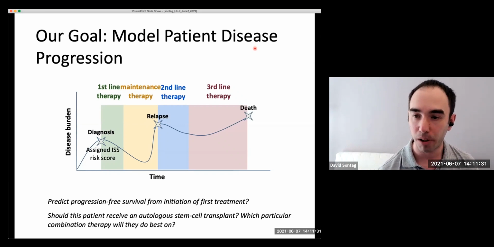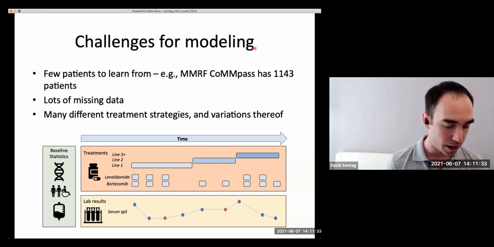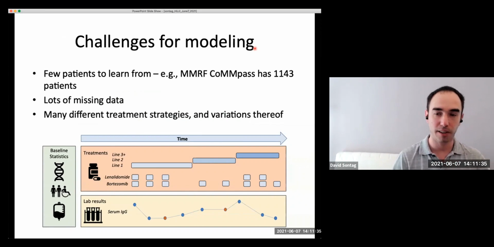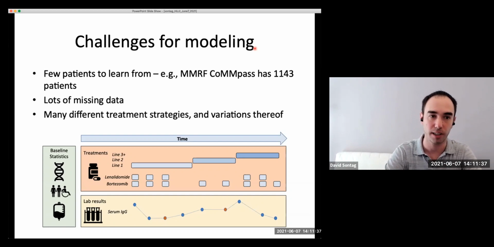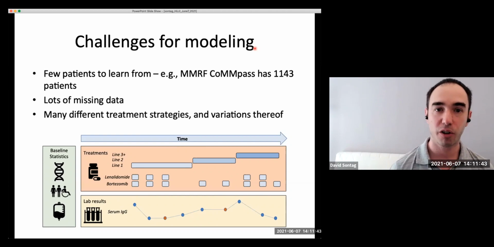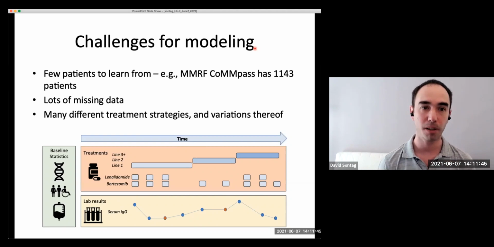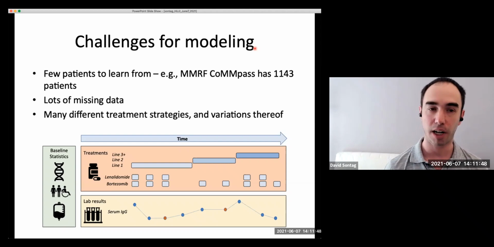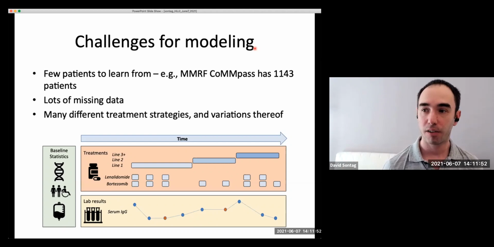So all of this is set up, and what makes working in this area as a computer scientist so challenging is that we just don't have much data to learn from typically. So some of the results I'll show you today are coming from a publicly available data set derived from the Multiple Myeloma Research Foundation, and has data on over 1,000 patients.